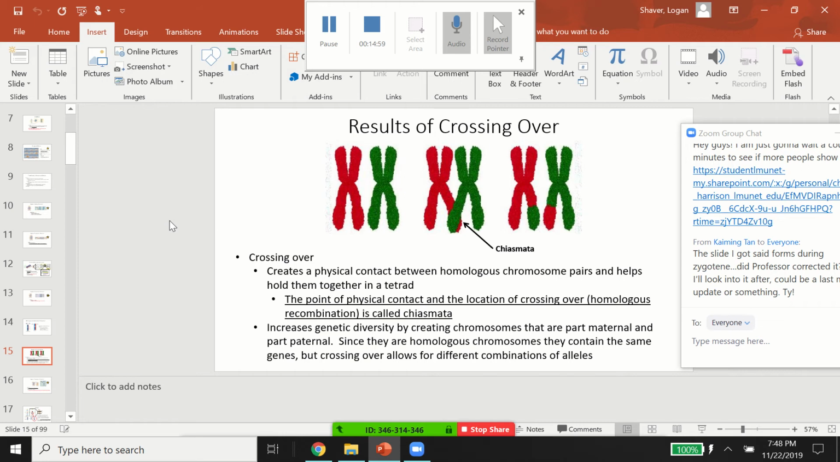Crossing over, it's kind of the same thing, honestly. So that's why they put a slash there. So a pretty similar process.